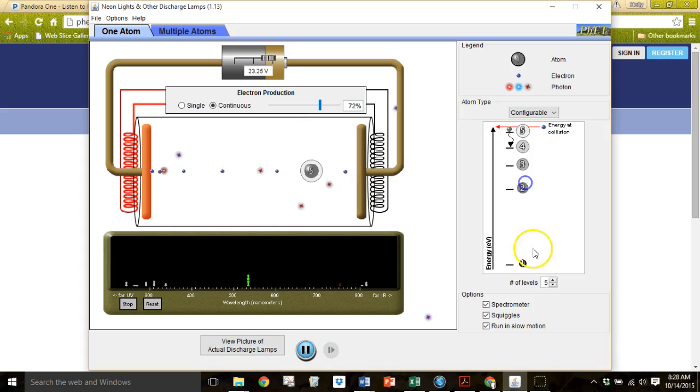So, let's see what happens. Notice the differences in the colors as we go. You see this electron jumping from one energy level to another.